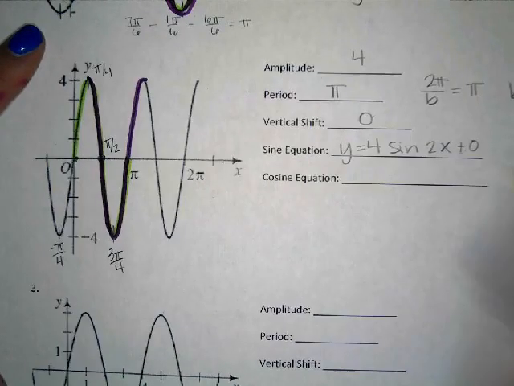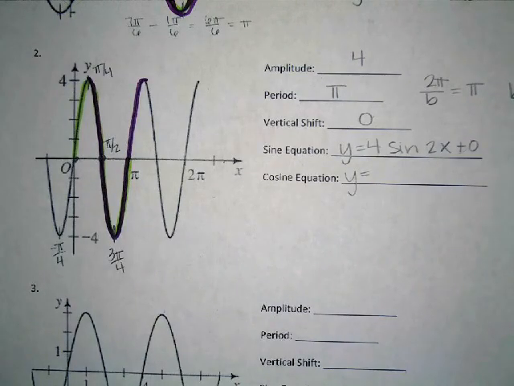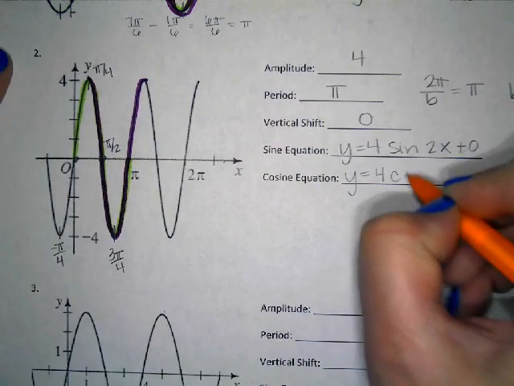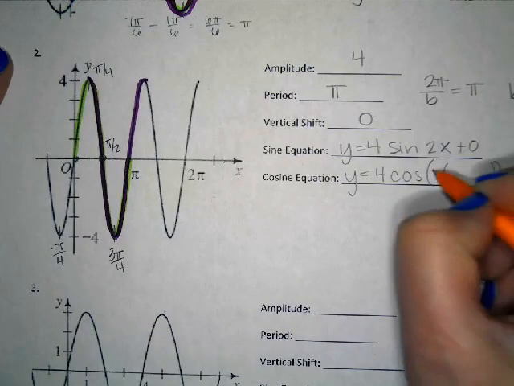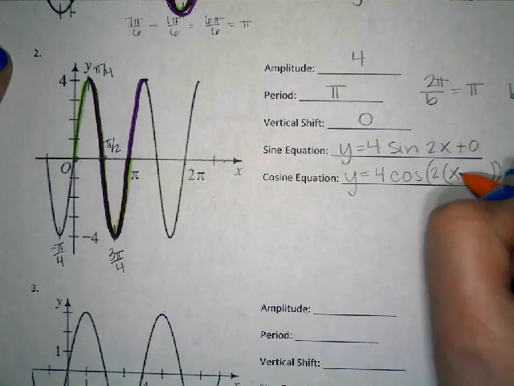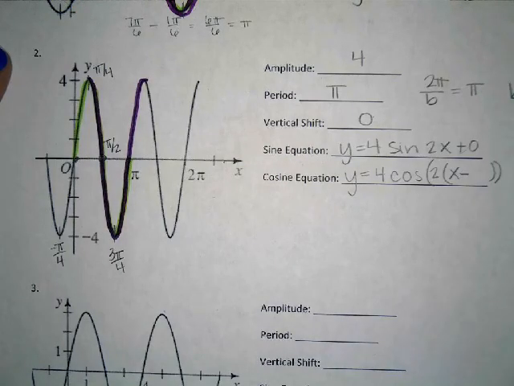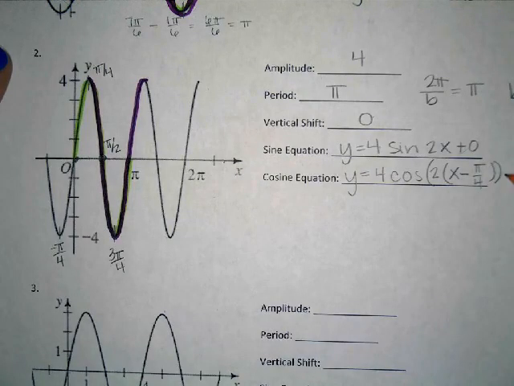Let's go ahead and start writing the equation. What do we have? And it shifted to the right, so are we going to have a plus or a minus? Minus. And how far to the right did it shift? Pi/4. And then for the vertical shift on the end, you can put a +0 on the end or not put a +0 on the end. It does not matter.